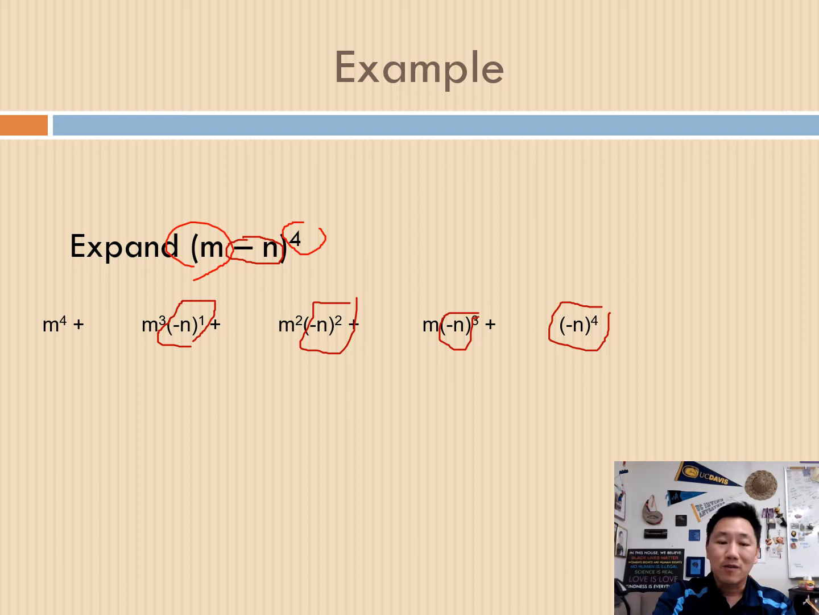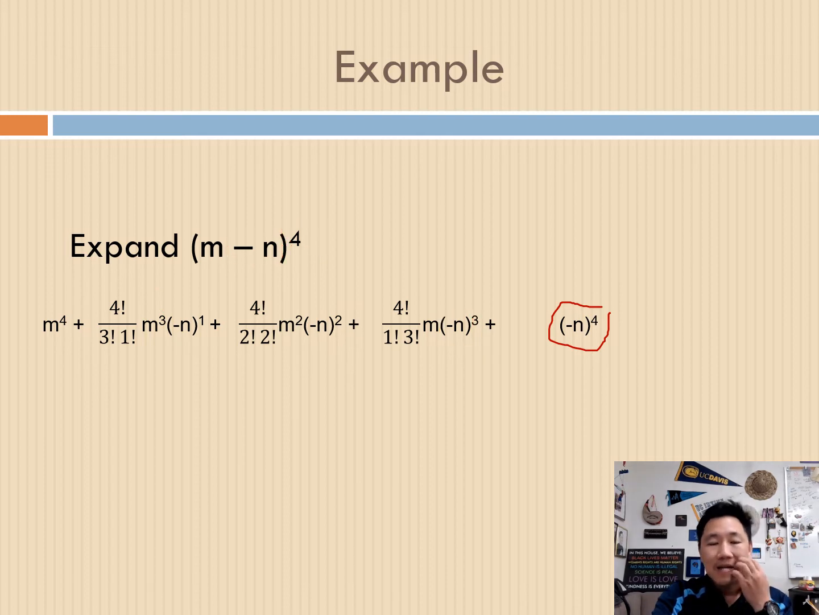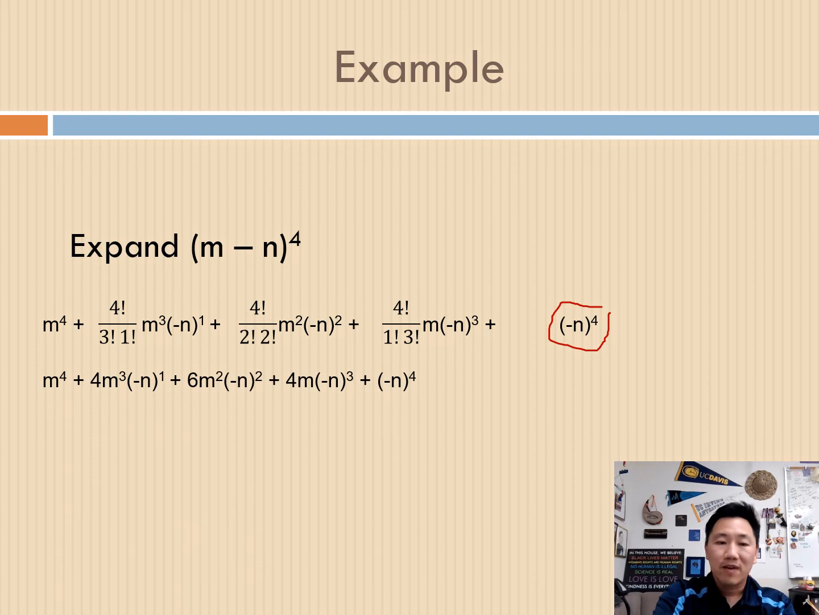Now, to come up with the coefficients, remember it is the original exponent over this exponent and this exponent. And then we do that all across. Okay. Let's go ahead and clean that up just a little bit. Now let's simplify. The 4 factorial over 3 factorial, 1 factorial, they cancel out, but there's still a 4 there. The 4 doesn't cancel.